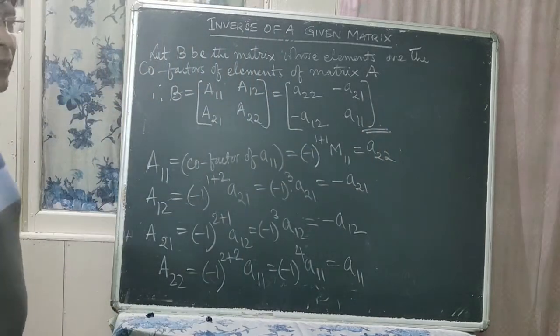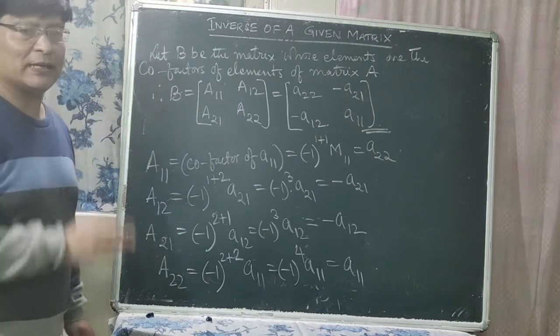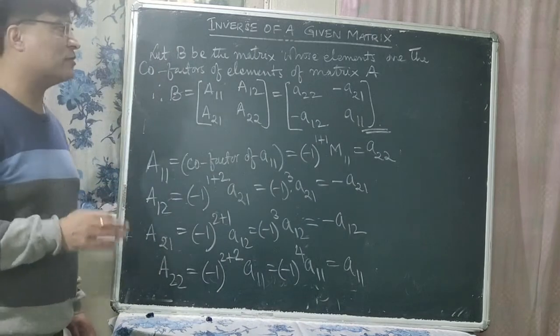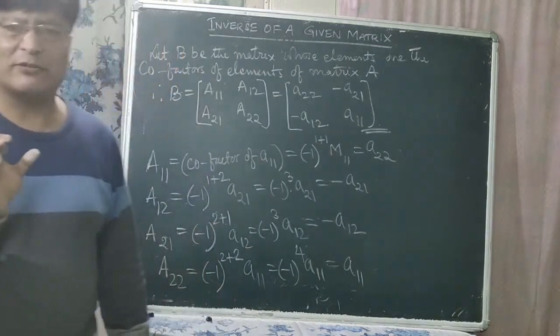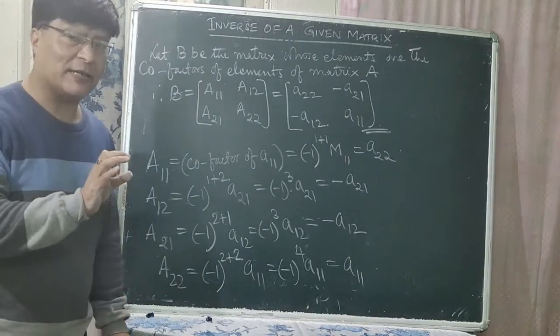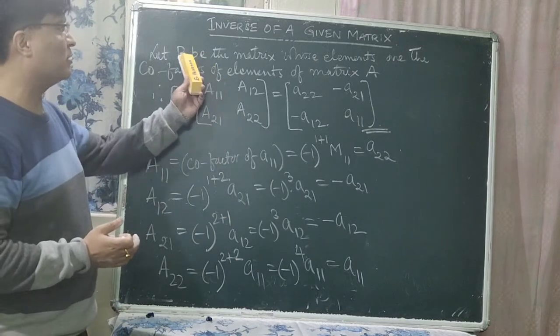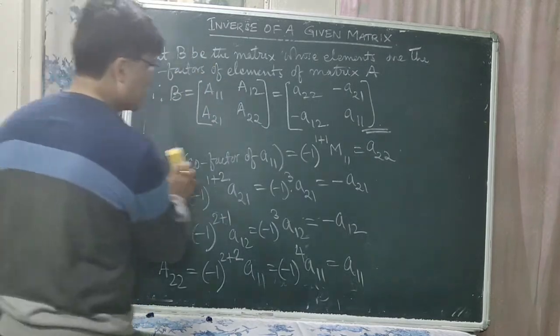So this is the matrix B. Okay? So B, check here, is let B be the matrix whose elements are the cofactors of the elements of matrix A. The cofactors we took out from matrix A, we wrote again in matrix form, and that matrix form we denoted by capital B. Understood? Okay, next.